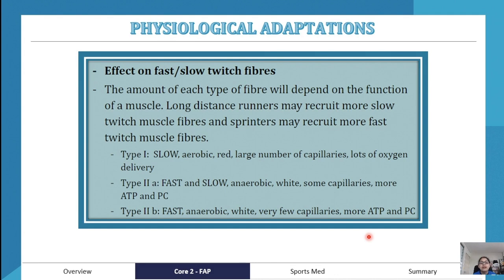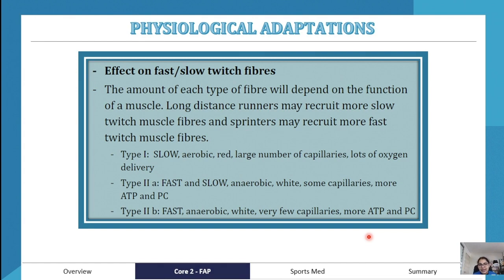The way we classify them is, first we've got type 1. Type 1 are the slow twitch muscle fibers. They're aerobic, red, and they have a large number of capillaries and lots of oxygen delivery. You can obviously see why that would be, because it's about endurance. Oxygen needs to be delivered so that the muscle cells can produce ATP.